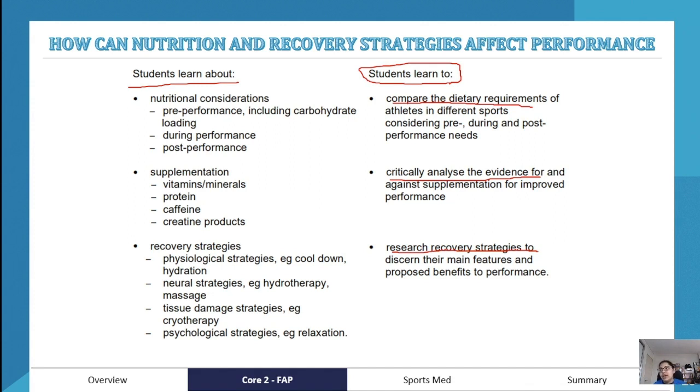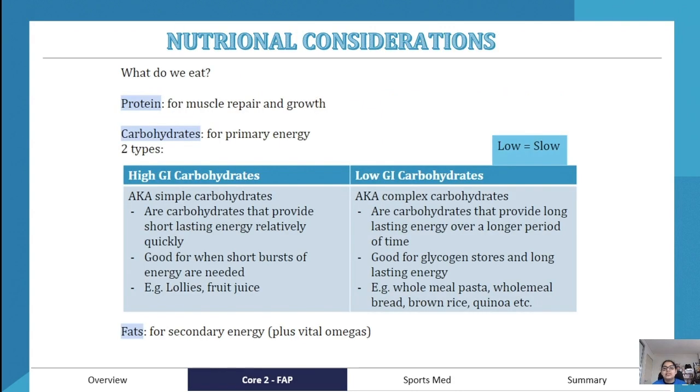Because that's when you'll get questions like, what recovery strategies are the best. A lot of your questions come from the left hand side of the syllabus, sometimes taken straight out. So it's just a matter of remembering and applying. So let's have a look.